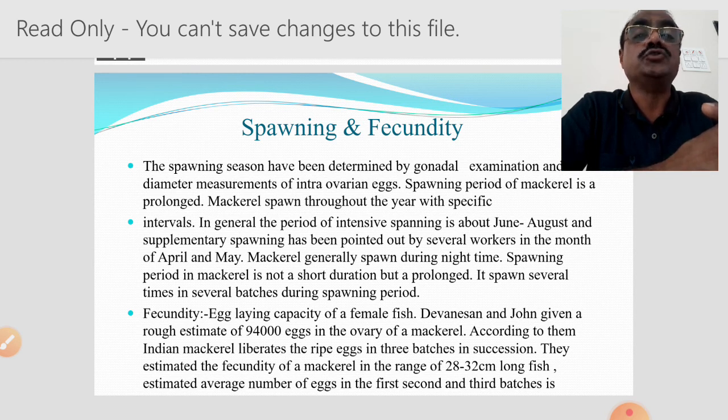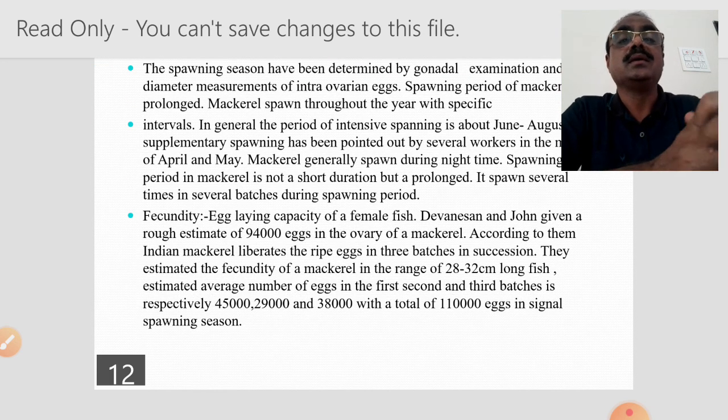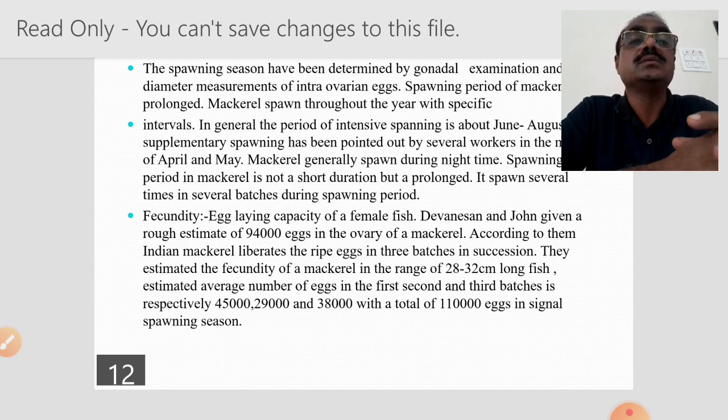According to Devidson and John, the Indian mackerel liberates eggs, or spawning takes place, three times in three batches, and they estimated the fecundity of mackerel in the range of 28 to 30 centimeter long fish. The number of eggs is 45,000 in the first batch, 29,000 in the second batch, and 38,000 in the third batch, and in total it lays 1,10,000 eggs in a single spawning season.